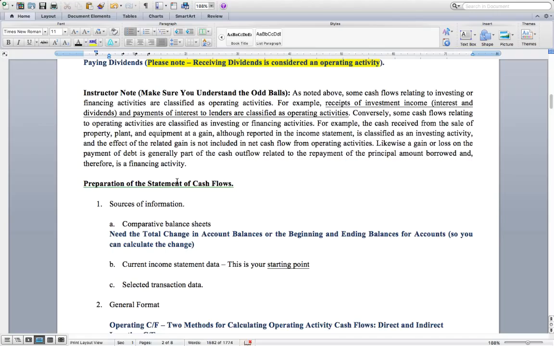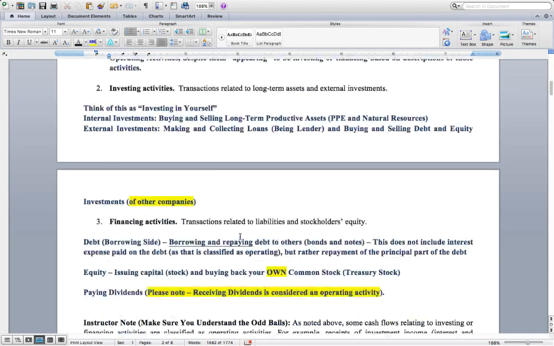I would also note that it is important to understand not only the computational aspects of the statement of cash flows for your homework, quiz, and exam, but the conceptual components in this chapter are very significant. Not only do you need to know that accounts receivable increases and decreases impact operating activities, but you need to know why they impact it and how, whether they're added back or subtracted, and so forth. So it's very important to understand the conceptual components.